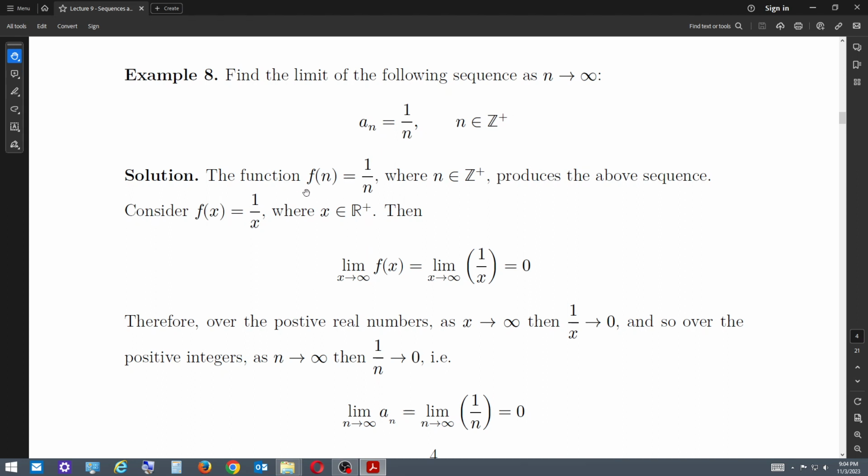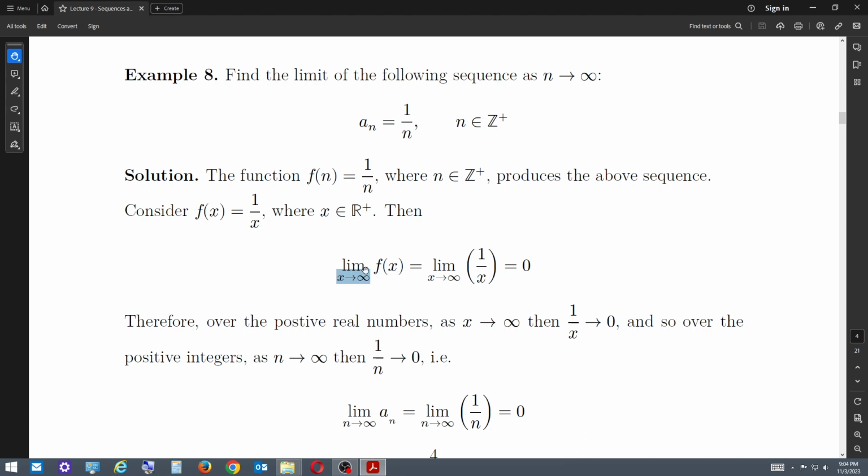And then you consider the function f over a new domain. So you consider f of x is equal to 1 over x, where x is a positive real number. Here n is a positive integer, so you replace n with x and let x be a positive real number. Once you do that, you find the limit of f of x as x approaches infinity. Remember, it's the limit of the sequence as we get further and further in, so we're looking at x getting bigger and bigger and going to infinity.